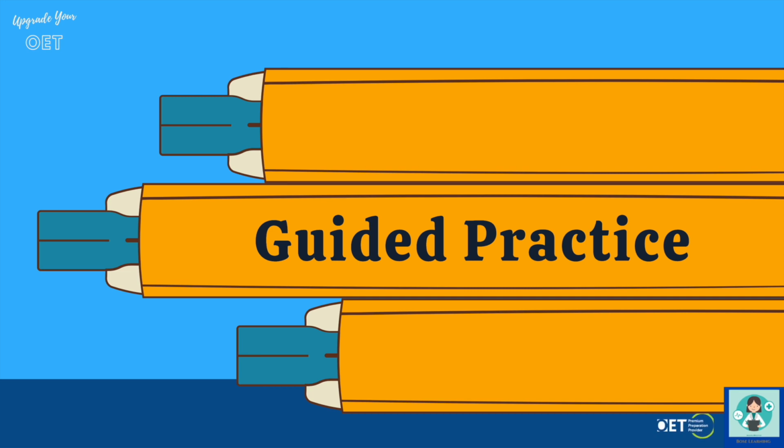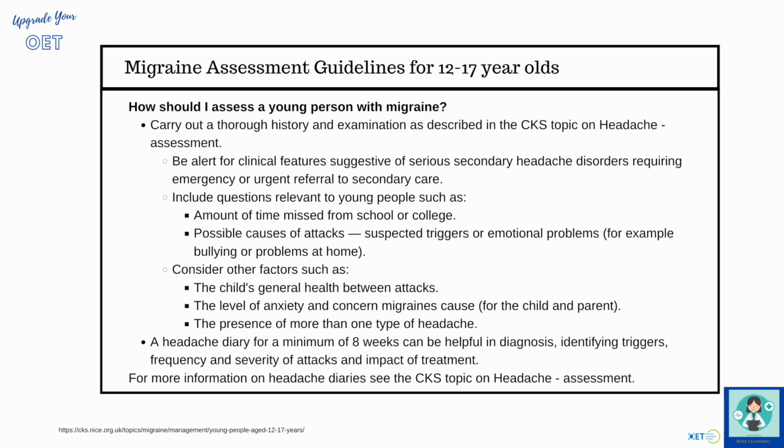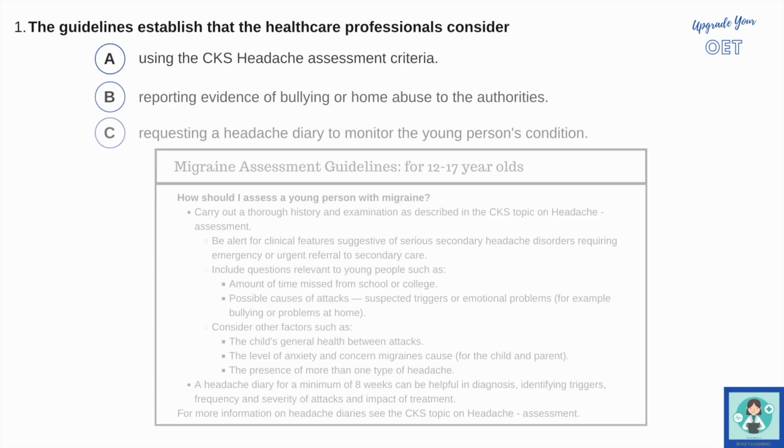Okay, let's go over some guided practice then. So we'll take a look at some examples. I'll then talk you through how I would find them, and then after that you'll get the chance to practice by yourselves. Okay, so the first thing I would do when I get the text is have a look at the topic, so I get an idea about what I'm reading. So here we have a set of guidelines for migraine assessment, and this is for the assessment of 12 to 17-year-olds, so children in other words, young people.